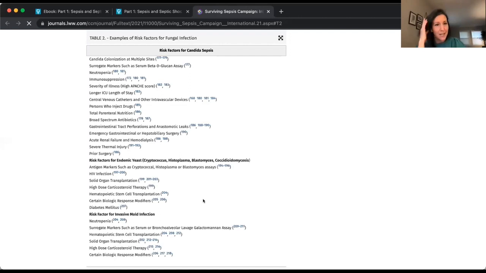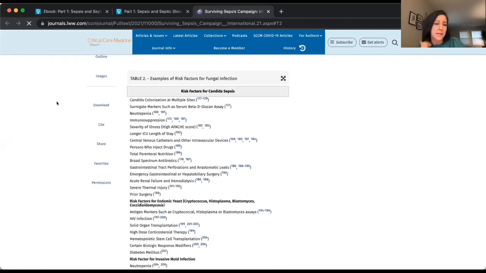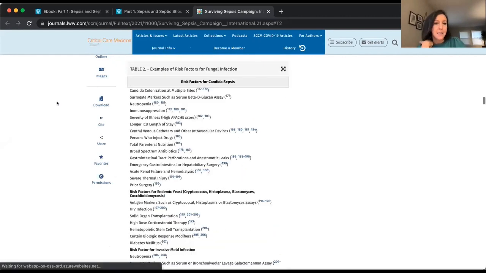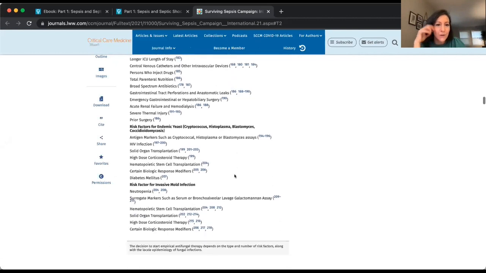Again, you just click on that question box and I put a resource behind it so you can look. And this actually comes straight out of the articles that we're covering. So this is within the Surviving Sepsis guidelines. And it talks about risk factors for Candida, so neutropenia, immunosuppression, TPN, perforations, GI surgeries, renal failure, dialysis, risk factors for yeast, and risk factors for mold. So many of these are just immunosuppressed patients for different reasons.